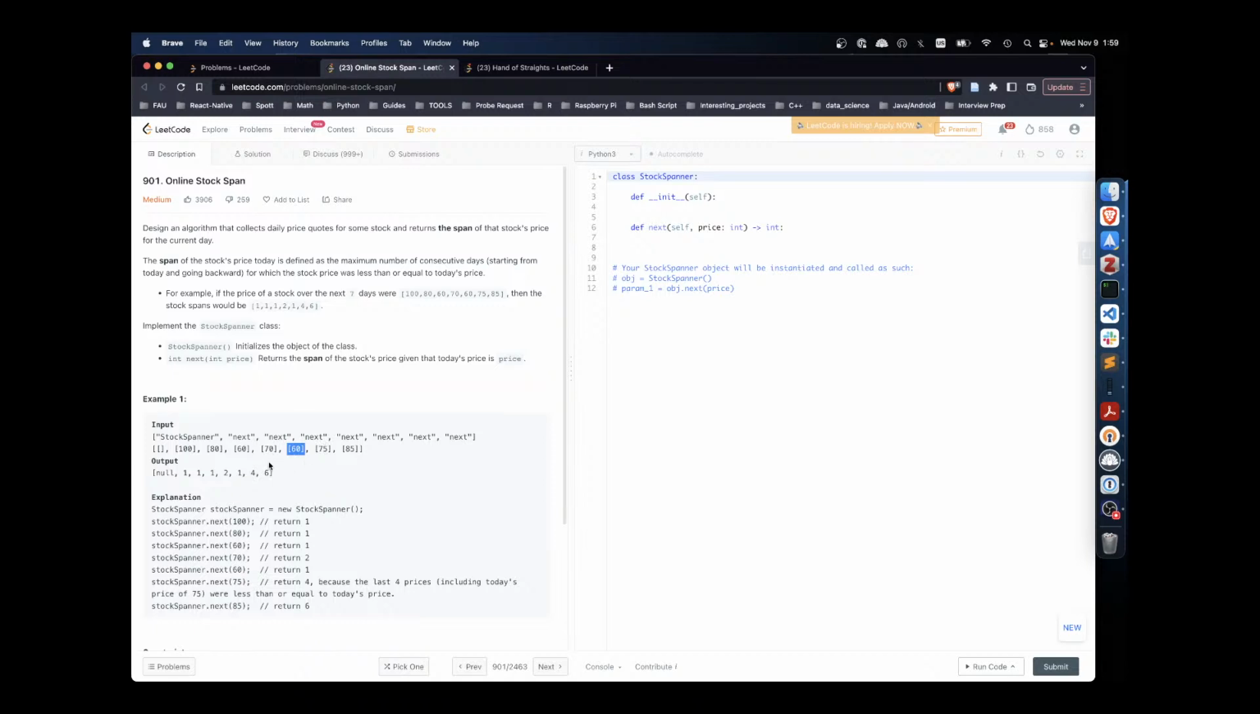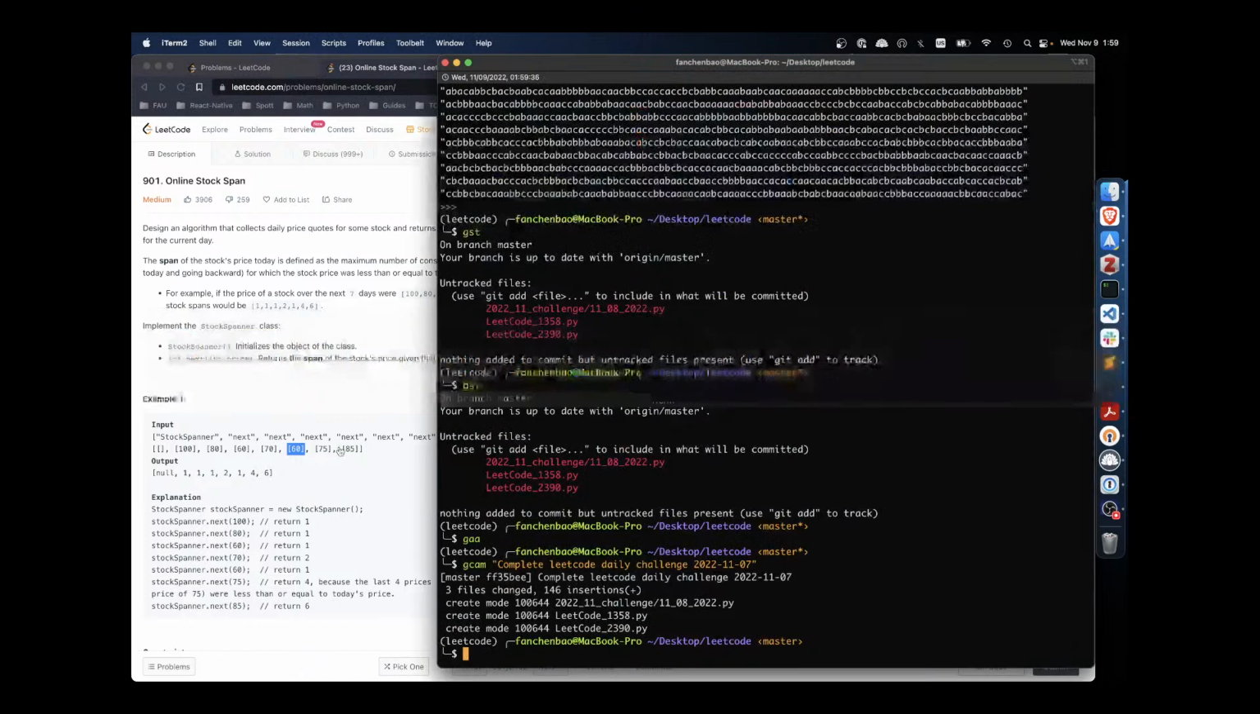Jump back 4, including this one. Because 60 jump back 1. So we go here. Oh, yeah. 1, 2, 3, boom, 80. 80 is 1, so we jump back 1. So that's 5. And plus it's 6. Okay, so that's how we're gonna at least try to solve it.